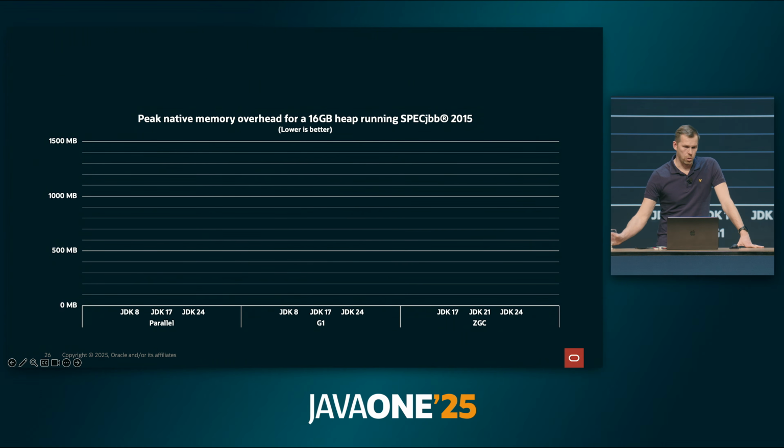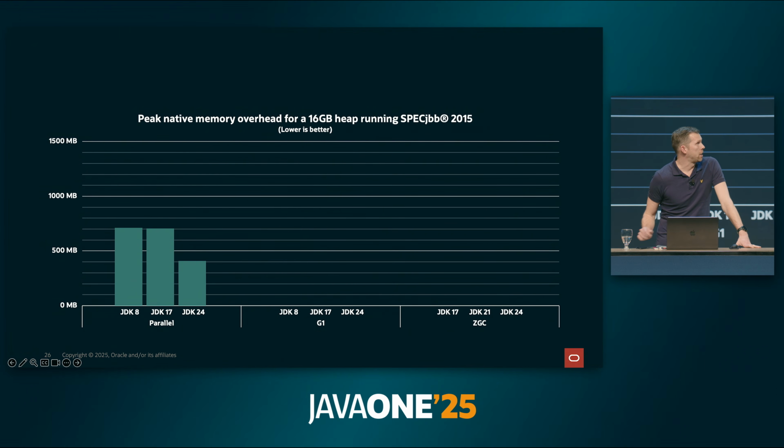The last chart I want to look at with SpecJBB is the peak native memory overhead. And we're using a 16 gigabyte heap here. So the native memory overhead is the additional memory that the GC algorithm has to use to be able to do its work. So for parallel, we can see that between 8 and 17, not much happened. It was very stable. But going to JDK 24, we cut away a significant part.